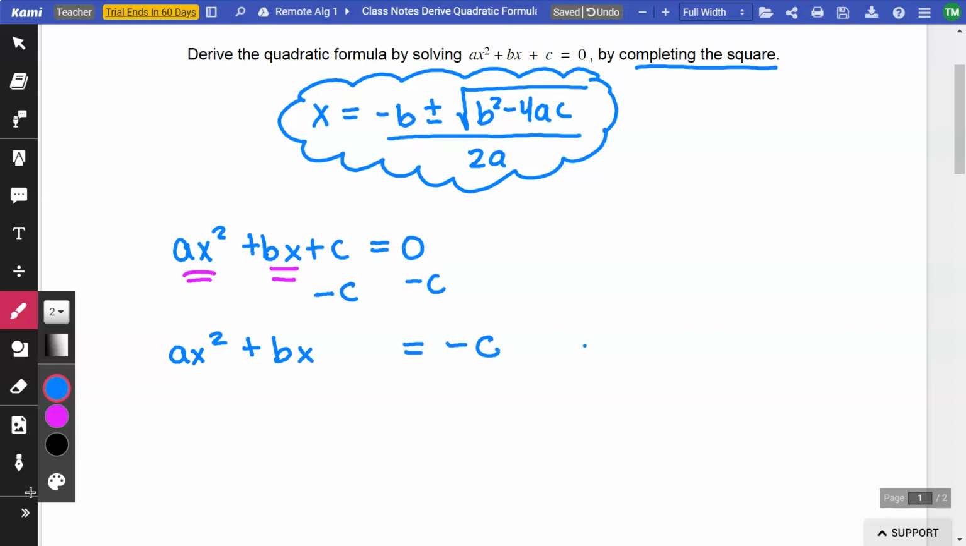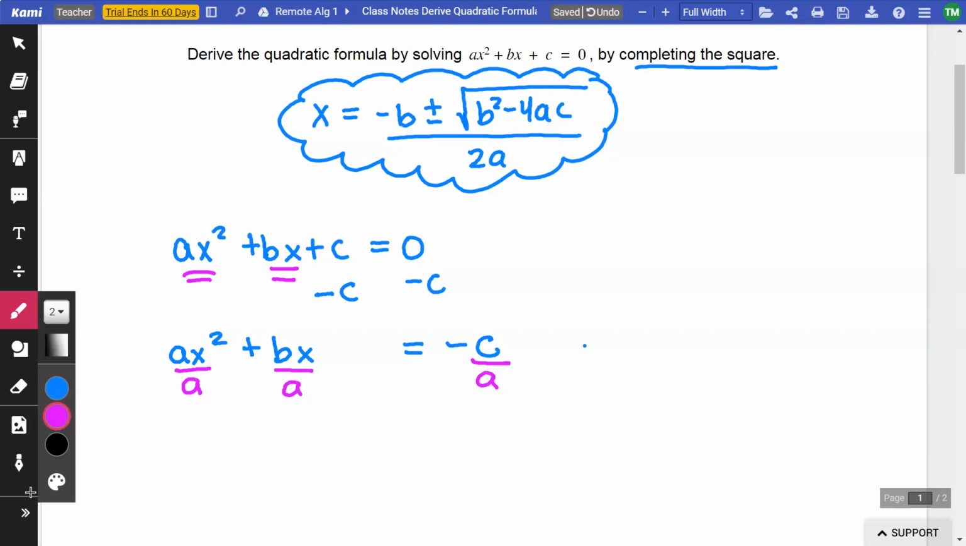Okay, so now we're ready for the next step to solve by completing the square. When we complete the square, we want the coefficient of the x squared term to be equal to 1. So how can I make ax squared be 1x squared? What would I have to do to get rid of this a? Well, I'm going to have to divide the whole equation by a. So we're going to divide this by a, this by a, and this by a as well.